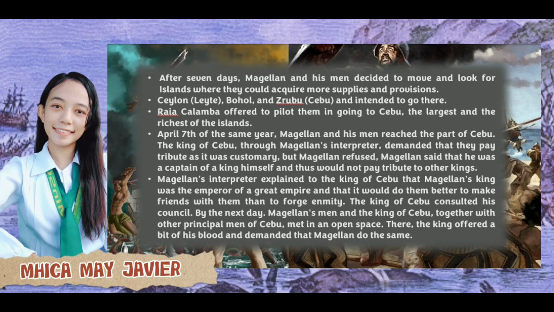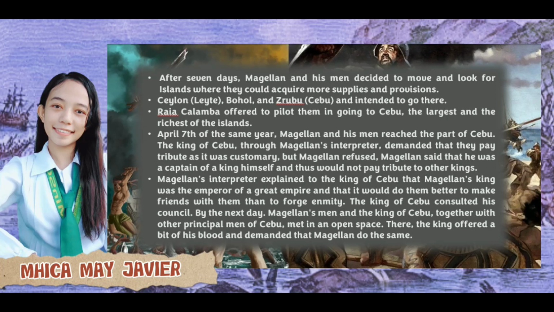On April 7th of the same year, Magellan and his men reached the port of Cebu. The king of Cebu, through Magellan's interpreter, demanded that they pay tribute as it was customary, but Magellan refused. Magellan said that he was a captain of a king himself and thus would not pay tribute to other kings. Magellan's interpreter explained to the king of Cebu that Magellan's king was the emperor of the great empire and that it would do them better to make friends with them than to forge an enmity. The king of Cebu consulted his council.